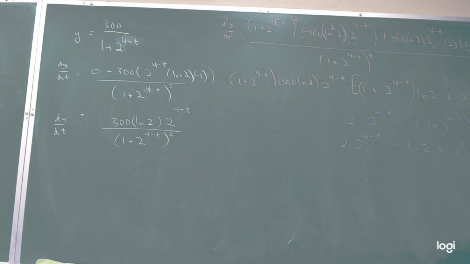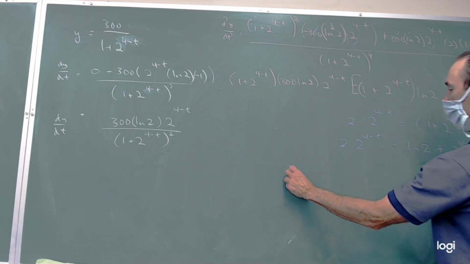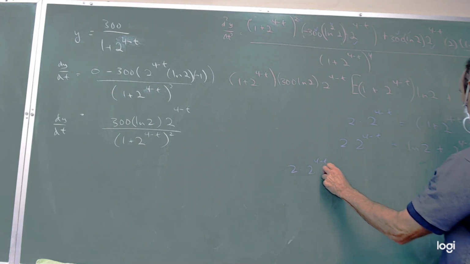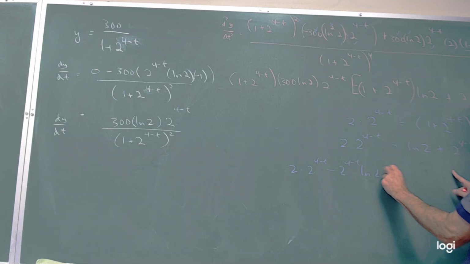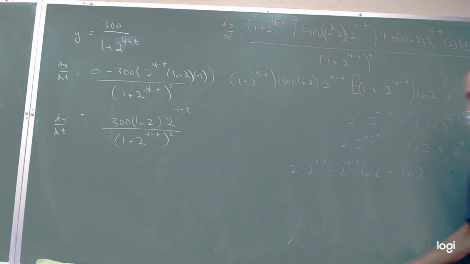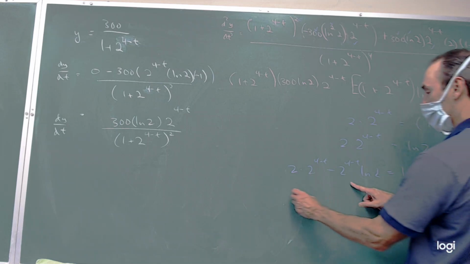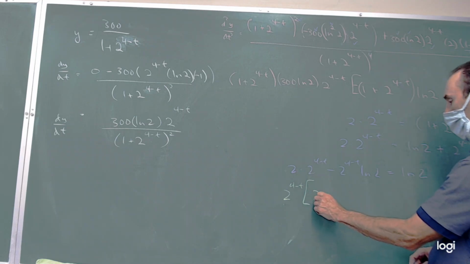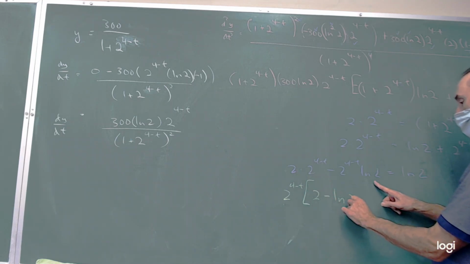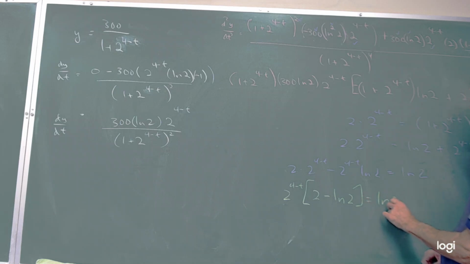I think we're going to have to get the 2 to the 4 minus t's on the same side of the equal sign. And so I'm going to subtract this one over. So we have 2 times 2 to the 4 minus t minus 2 to the 4 minus t times natural log 2 equals natural log 2. You all right so far? No, we're not all right, but that's our choice. So we're going to factor out this 2 to the 4 minus t, leaving behind that 2 and that minus natural log 2, equaling this other natural log 2.